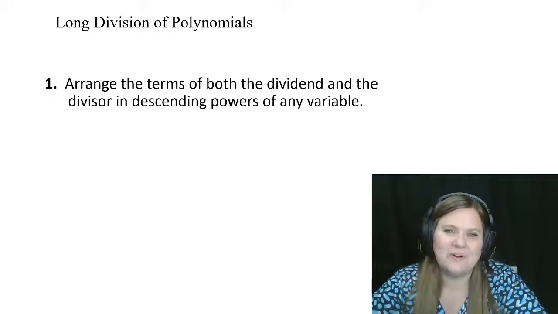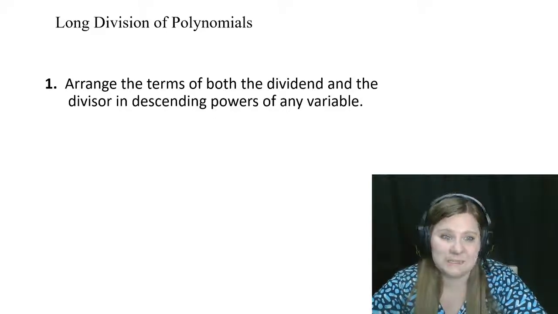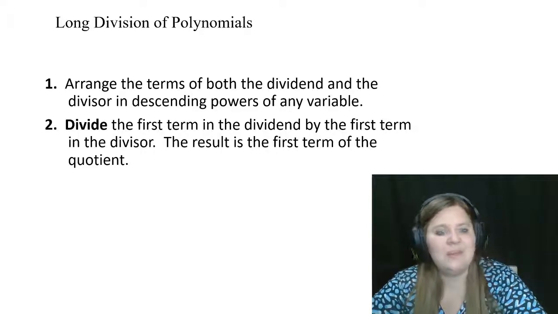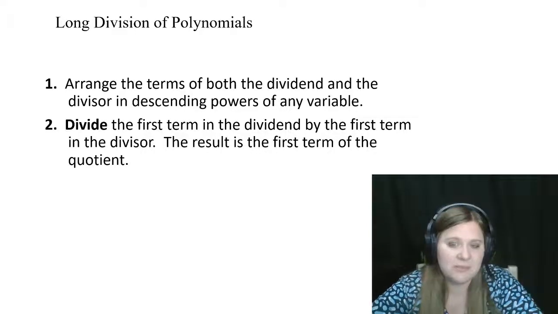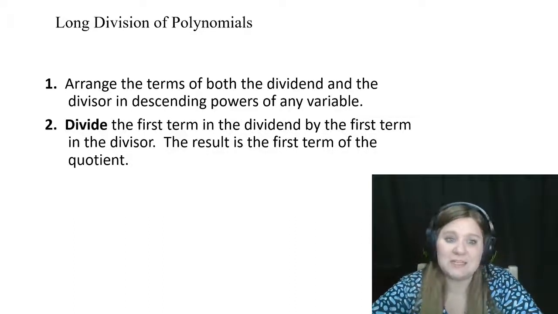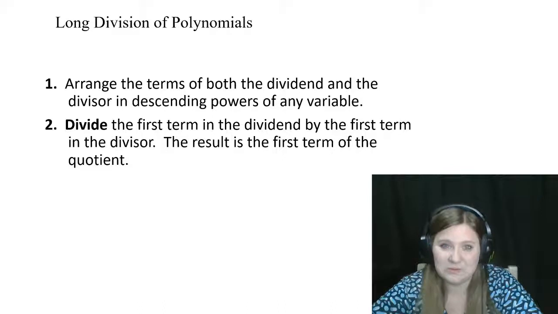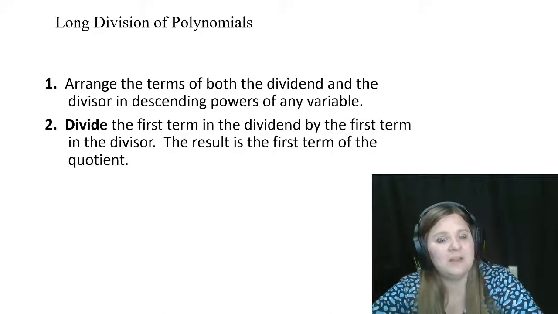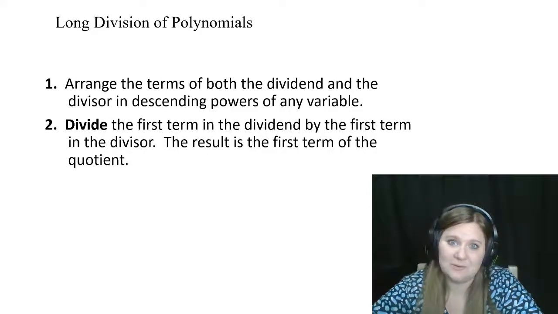So first of all, with long division, you want to make sure you arrange the terms in order from least to greatest exponent. So the power should descend. Then you're going to divide the first term in the dividend by the first term in the divisor, and that is the first term of the quotient. In other words, you're going to find what you have to multiply the inside of the house by to get the outside of the house.